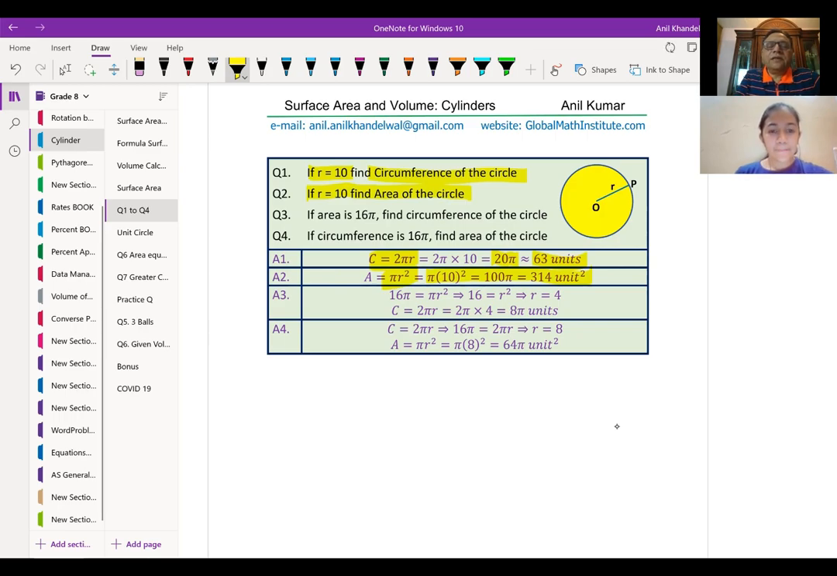Question number 3. Read the question and answer. If area is 16 pi, find circumference of the circle. So we are given this time area equals 16 pi, right? And we have to find circumference C, which you know is 2 pi r. How will you do it?